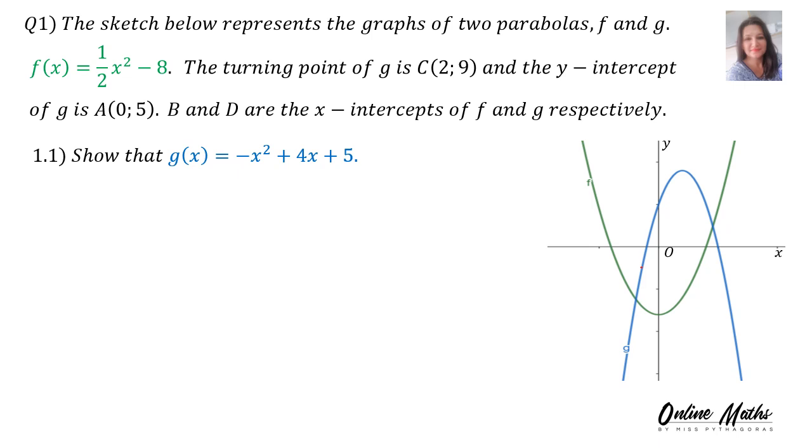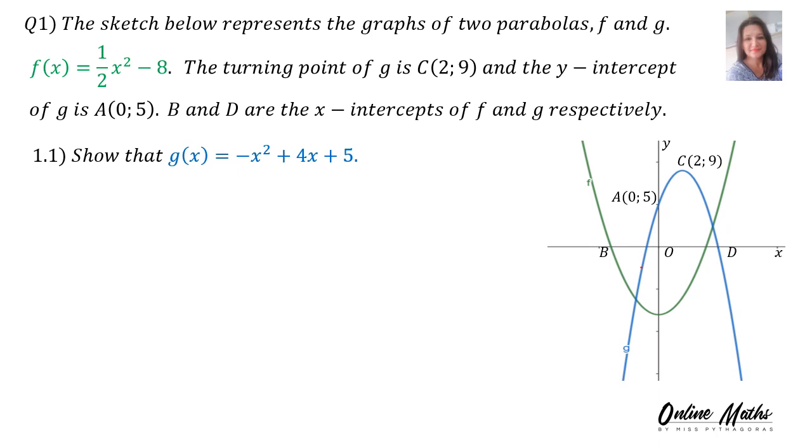The sketch below represents the graphs of two parabolas, f and g. F's equation is half x squared minus 8, that's the green graph. The turning point of G is C, (2, 9), and the y-intercept of G is A, (0, 5). B and D are the x-intercepts of F and G respectively.